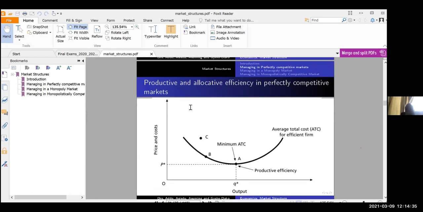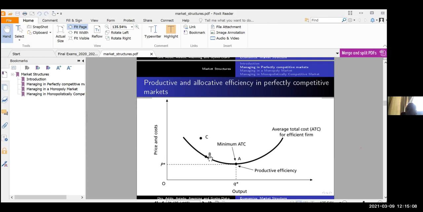All right, so if you combine it very well, then firms should, in the long run, still be producing at the minimum cost. So the average total cost curve for efficient firms should be here, where you are productively efficient at the minimum. If you are at point B, you are inefficient because you are producing lower quantities or lower output, but the price is even higher. The average cost is higher than the price, so you are going to make losses.